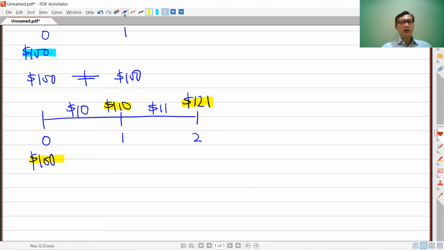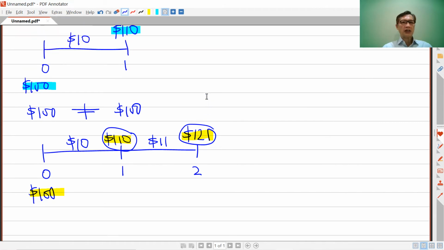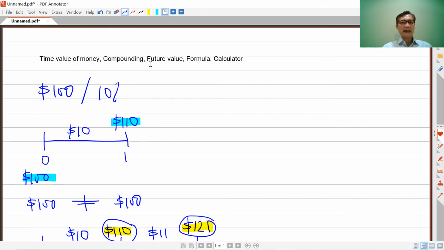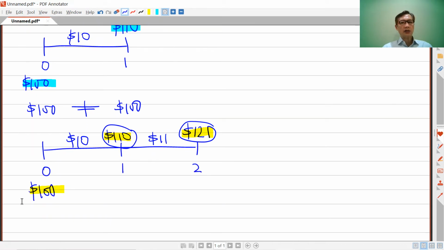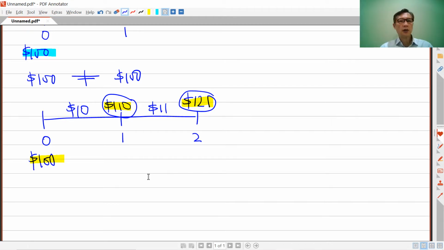So we can now introduce what is the future value. $100 right now will have a future value of 110 in year one, and will have a future value of 121 in year two. So that explains the future value here. And the process of getting to the 110 and the 121, we actually call compounding. So what is the compounding here? Let's get into the compounding right now.